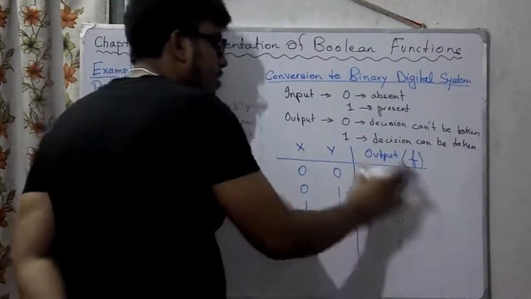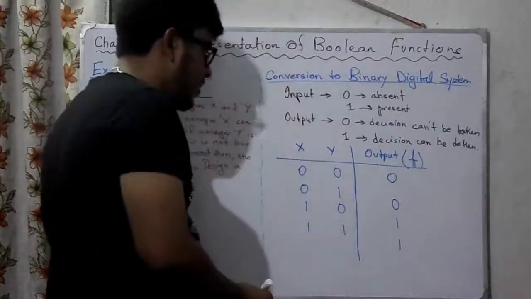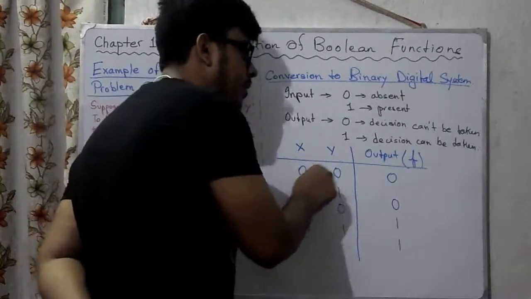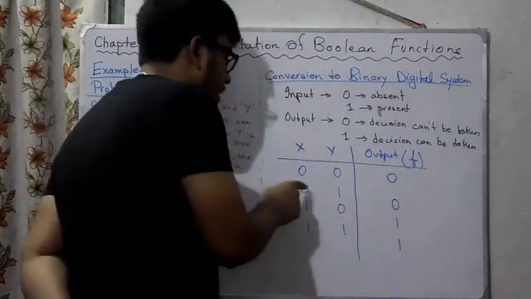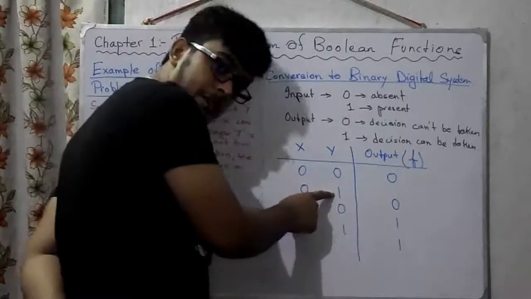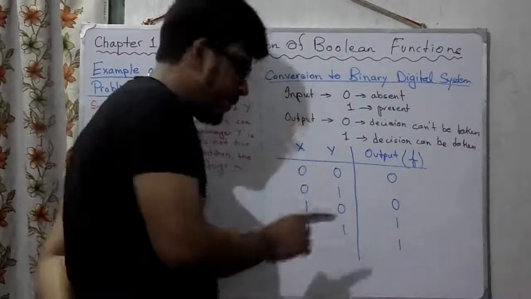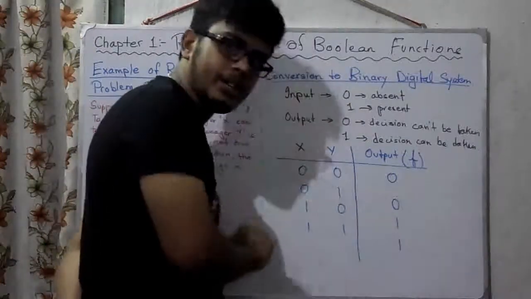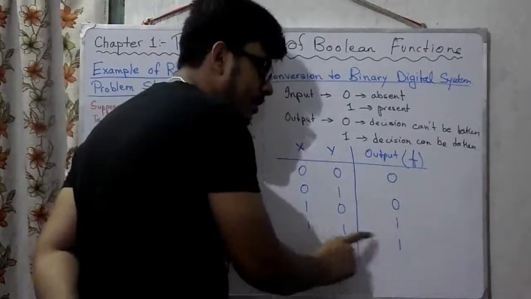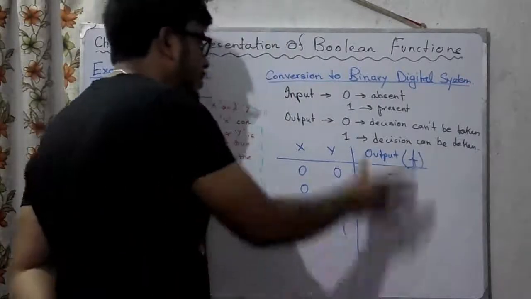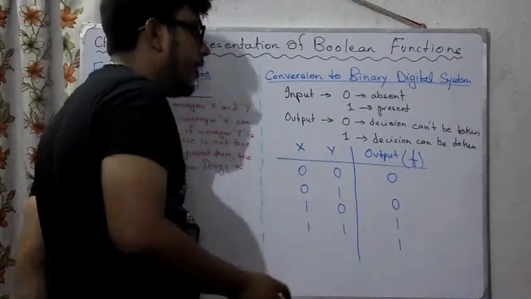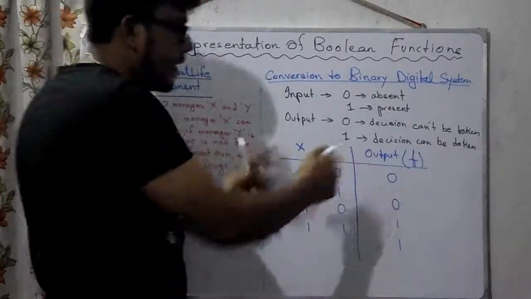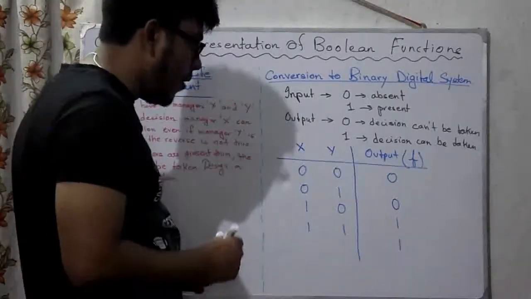So this is the basic representation using a table. That means we can read it as: if X is absent, Y is absent, decision can't be taken. If X is absent, Y is present, decision cannot be taken. X is present, Y is absent, decision can be taken. Both of them are present, decision can be taken. So this is the basic representation of a particular scenario. This is a problem statement that we have represented using this.